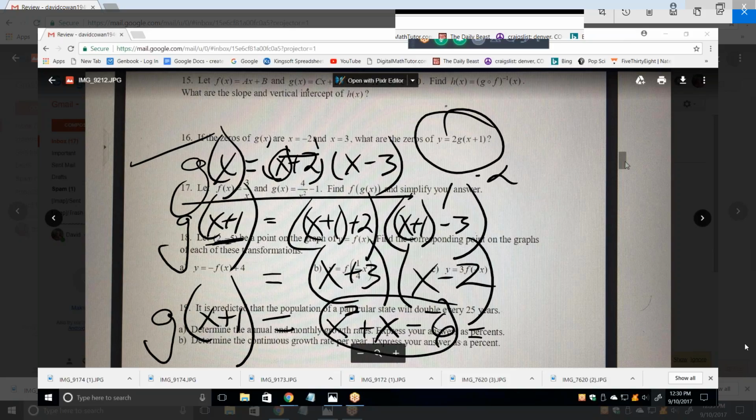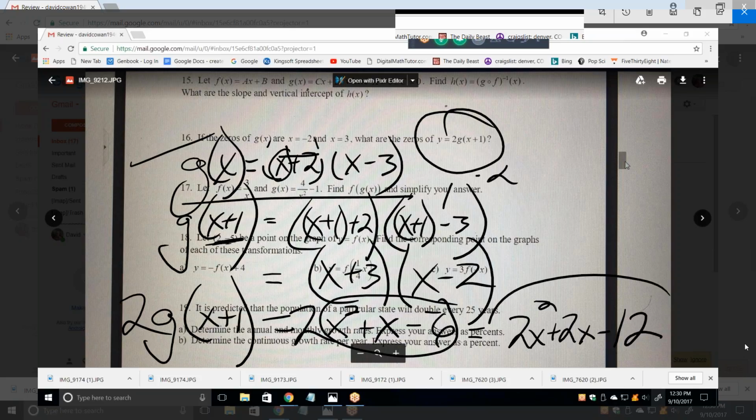X to the 4th plus 2x. Multiplying by a constant. You're not multiplying by x squared. Multiplying by 2. In other words, there's a 2 in front of that. 2 times g of x plus 1 is equal to 2 times whatever function we came up with. Okay, 2x squared plus 2x minus 12. That's the answer to that question.